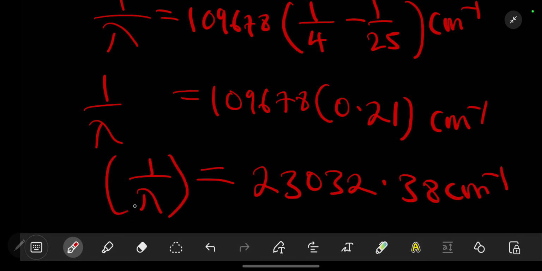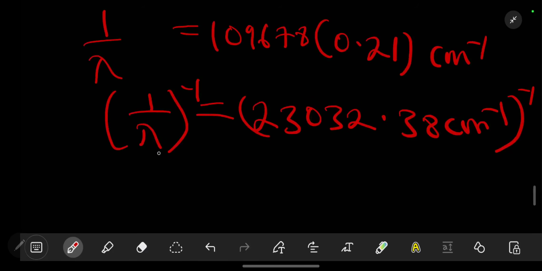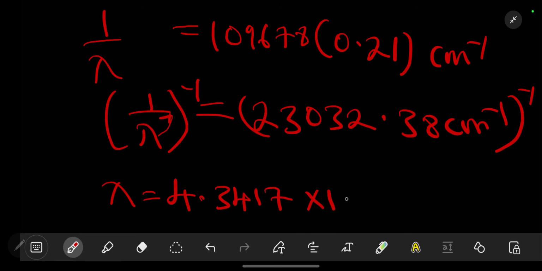Now here, you are going to raise everything to the power negative 1 on the calculator. So you put that in brackets and press the power of negative 1. What happens when you put it to the power negative 1? This goes up, so lambda goes up. We are going to have lambda equal to 4.3417 times 10 to the power negative 5 centimeters.